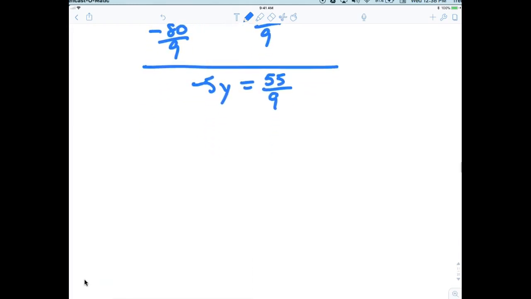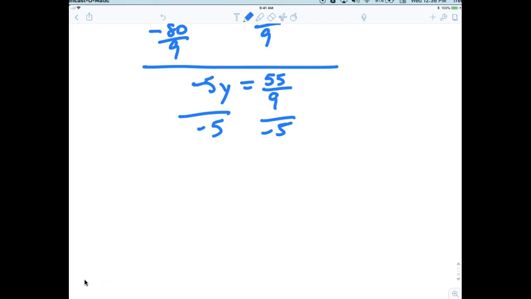Now, I'm solving for y. Put your hand down. I'm dividing both sides by negative 5. I'm dividing by negative 5. Now, I would want every one of my students to look up there and say, the obvious answer is negative 11 over 9. That's what I would want you to say.